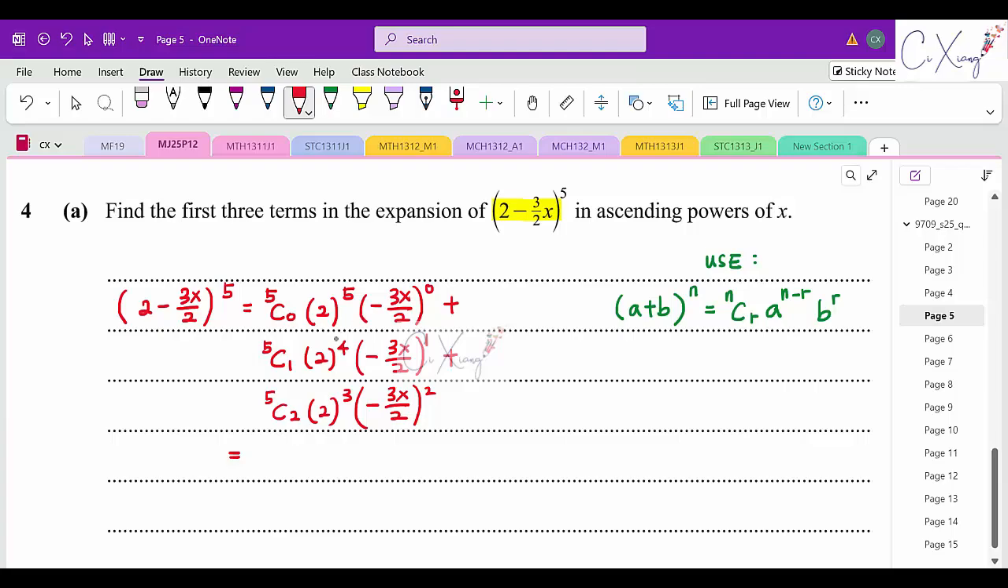But you have to remember, the first term starts with 0, so nC0. After that, you just use a calculator to help you simplify your expression a little bit. So by right, you should have 32 minus 120x, then plus 180x squared. This is the first 3 terms for this binomial expansion.